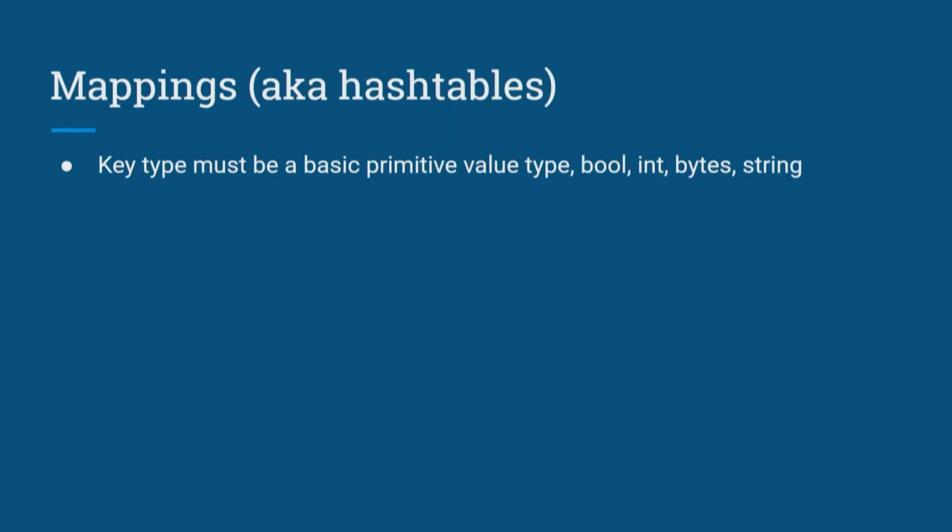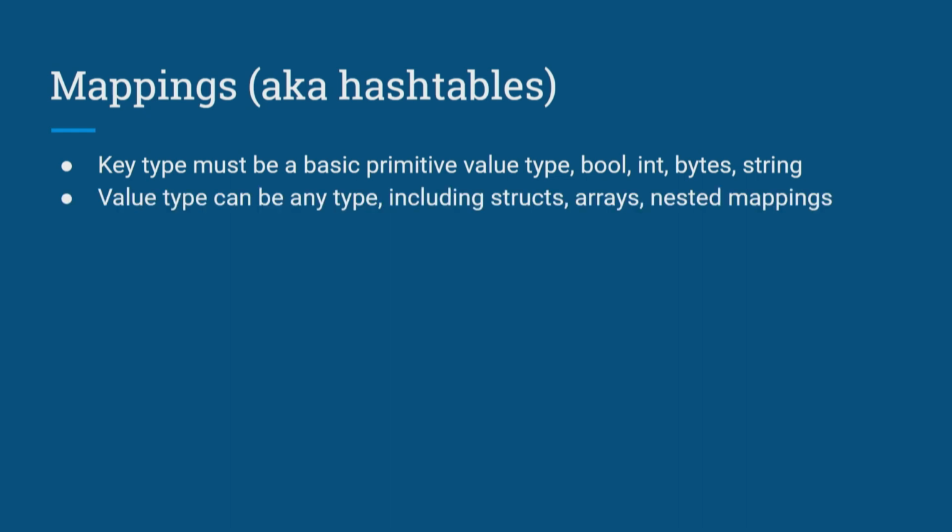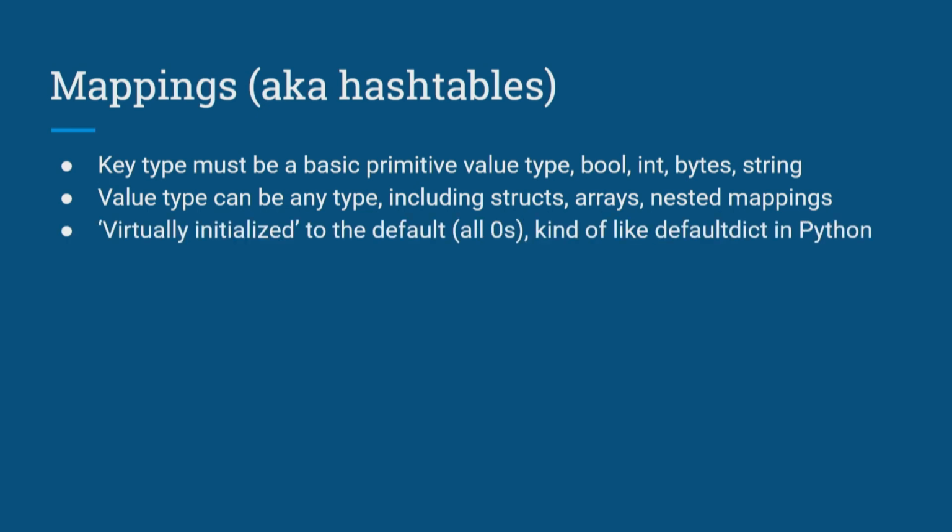Mappings is one of the more interesting types, right? You've heard of hashtables probably. Your key type has to be a primitive value type. You can't use any reference types here. So something simple. Most common thing is the address. It's the most common thing that needs to be mapped. Value can be any type, including a reference type. Nested mappings, totally cool. Works kind of like a default dictionary in Python, where you can access things even if they haven't been initialized. It'll initialize it on the fly to all zeros.